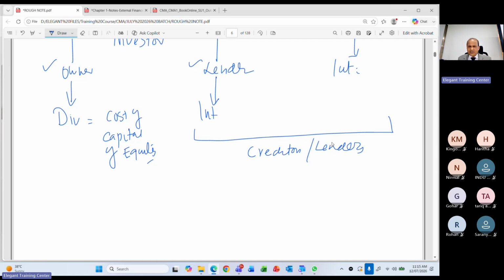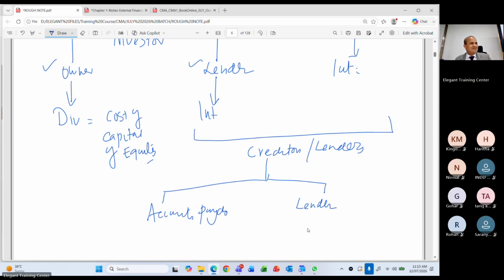Right? Now let's understand what creditor is then. Creditor again can be of two types: accounts payable and lender. Both are called creditors. So creditors means those who have lent money to the company, lenders, and also suppliers outstanding, accounts payable. Clear or not?